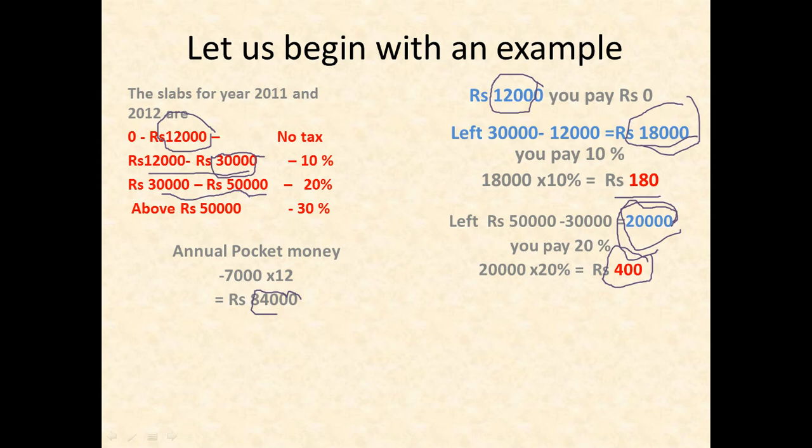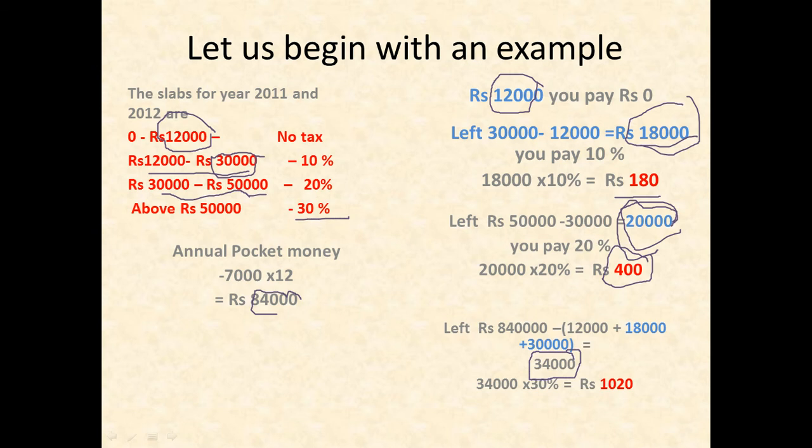You are left with 34,000 rupees above 50,000, and you pay a slab of 30% on this, which is rupees 1,020. So your total income tax that you pay is 180 plus 400 plus 1,020, which is rupees 1,600.